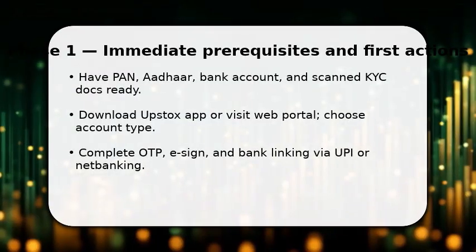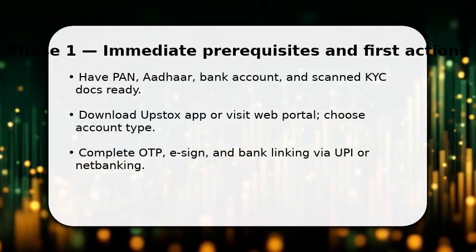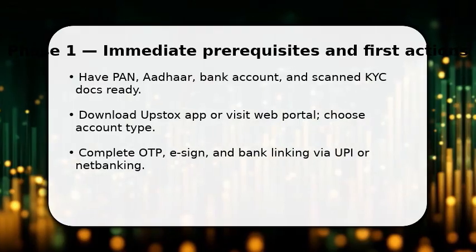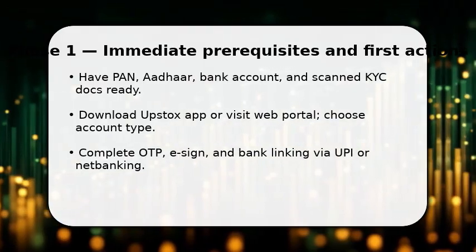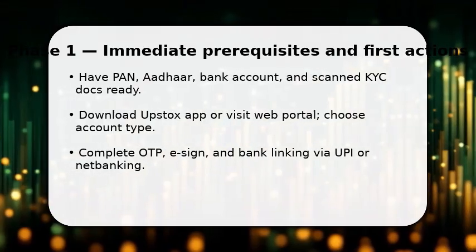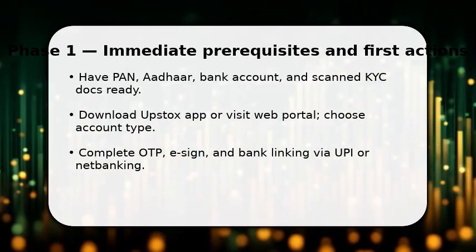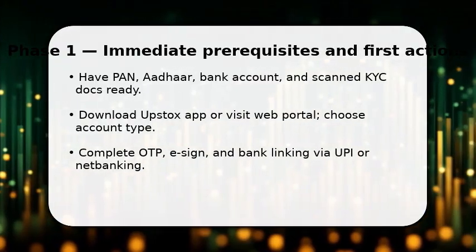You start by preparing documents and opening an Upstox account. Have PAN, Aadhaar, a bank account, and clear scans ready. This speeds verification. Once you download the app or go to the web portal, select your trading plus demat option and begin KYC. Enter your details, complete OTP flows, and e-sign the forms.